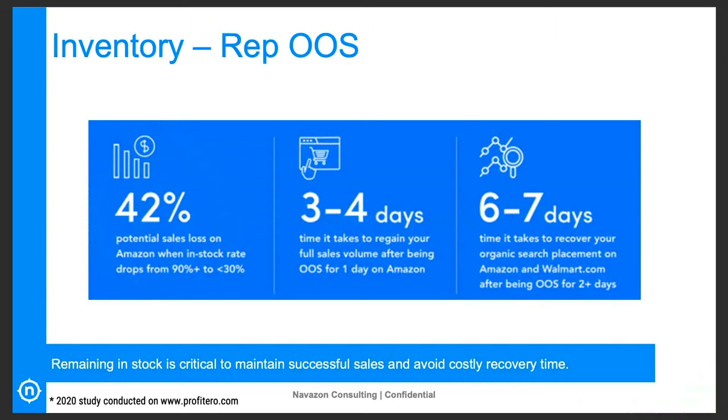So what they ended up actually finding here was that 42% potential sales loss on Amazon when your in-stock rate dropped from 90% plus to less than 30%. It takes 3 to 4 days in order to actually gain back your full sales volume after being out of stock, even just 1 day on Amazon. And then it was 6 to 7 days time it takes to recover your organic search placement on Amazon and Walmart.com after being out of stock for 2+ days. So next slide will go into how that kind of affects with Amazon from what we know.